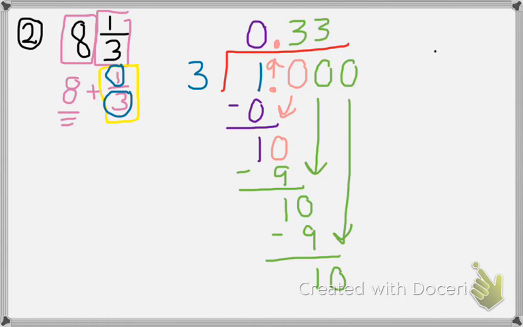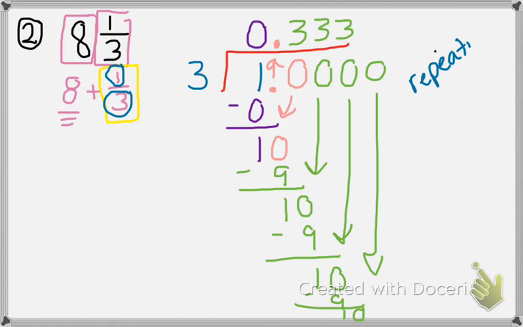Now if you notice, something is going on here. It's going to keep going and going and going, because if we did this again, 3 goes into 10 3 times. 3 times 3 is 9. 10 minus 9 is 1. Bring down the 0. So what this is called is a repeating decimal. Now I'm going to write that down. That is called a repeating decimal. When you have a repeating decimal, there's a certain way you can write it so that you don't have to write 3's for the rest of your life.